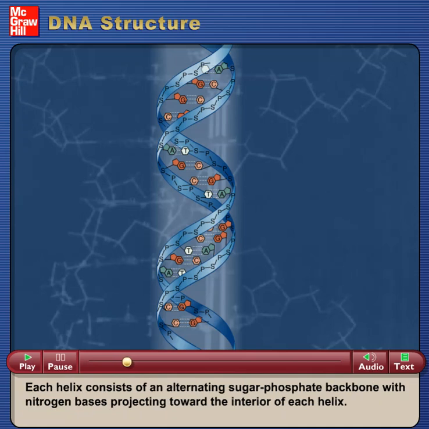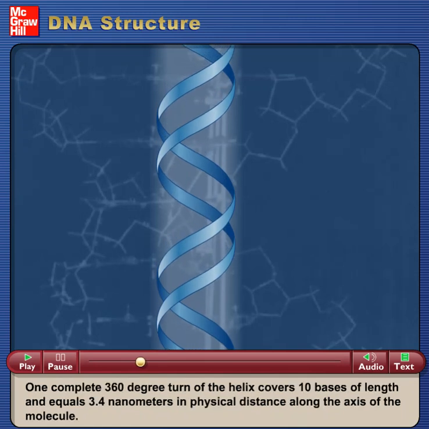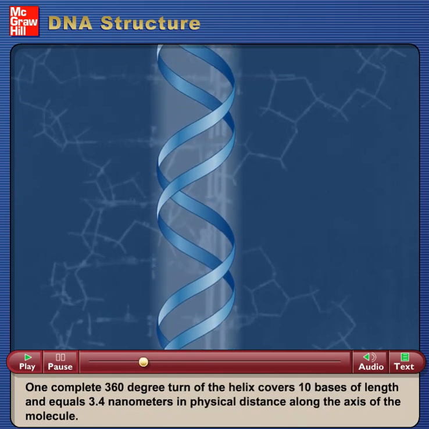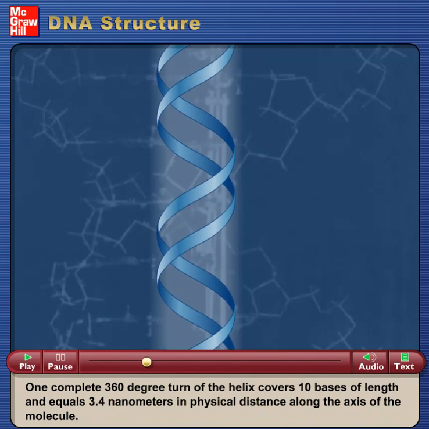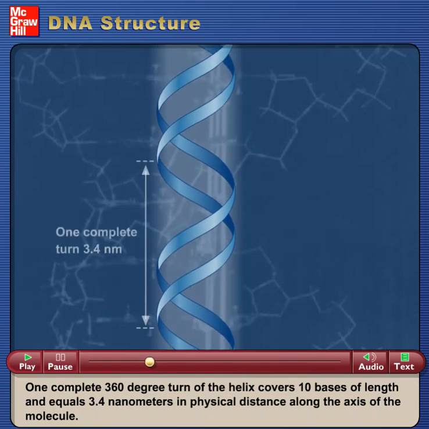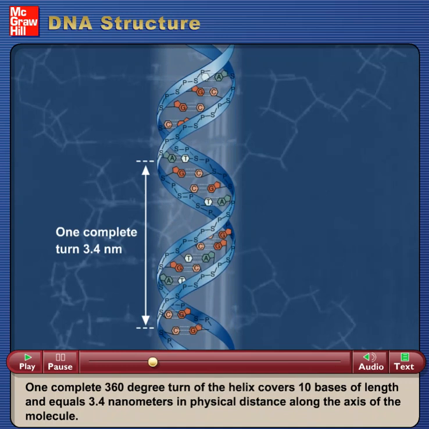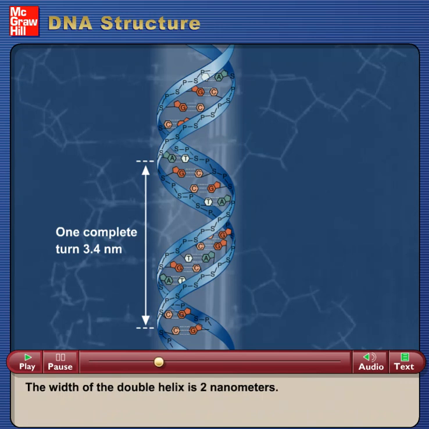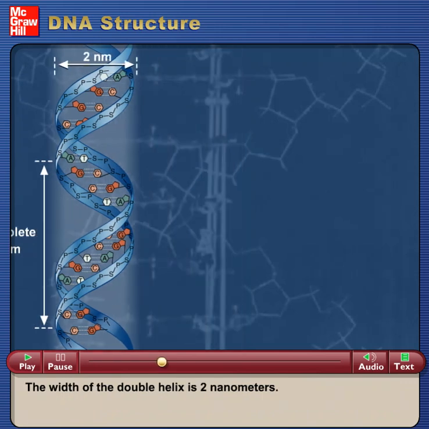Each helix consists of an alternating sugar phosphate backbone with nitrogen bases projecting toward the interior of each helix. One complete 360-degree turn of the helix covers 10 bases of length and equals 3.4 nanometers in physical distance along the axis of the molecule. The width of the double helix is 2 nanometers.